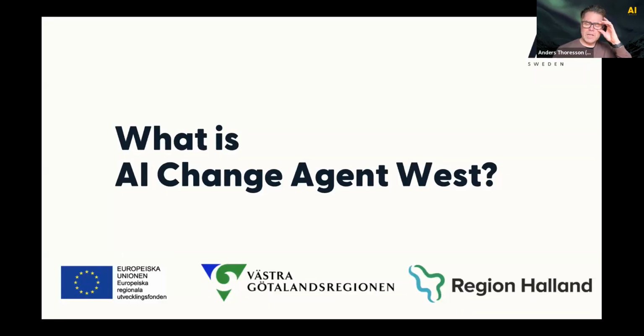And also very briefly about the hat that Astrid and I are wearing, which is the Change Agent Väst hat. This is a project financed by the EU and Västra Götalandsregionen and Region Halland, where until next summer 2023 we are working together with small and medium-sized enterprises within Västra Götaland and Halland, supporting them not in how to develop AI, but in how they can use AI.